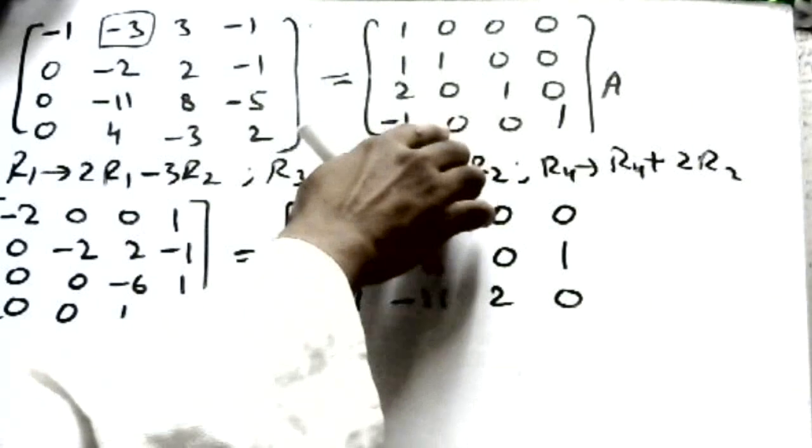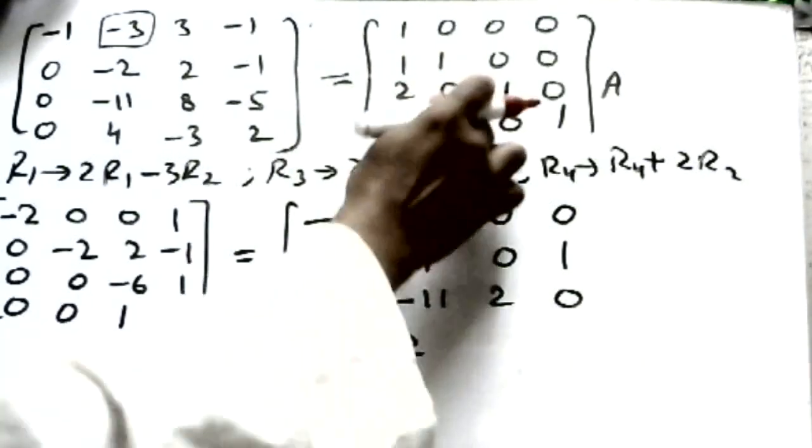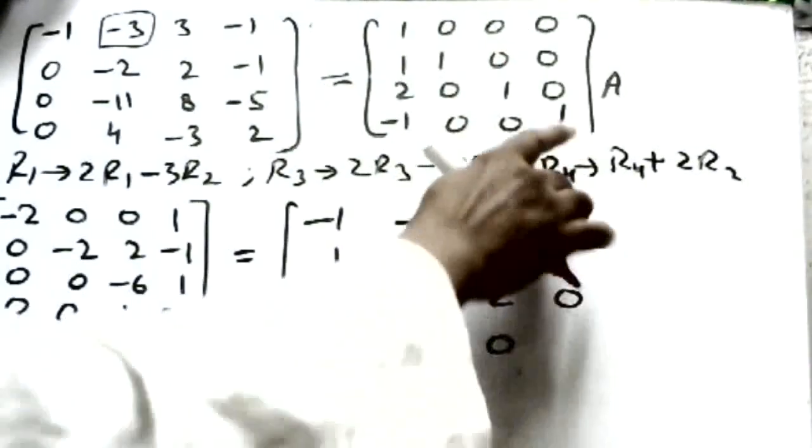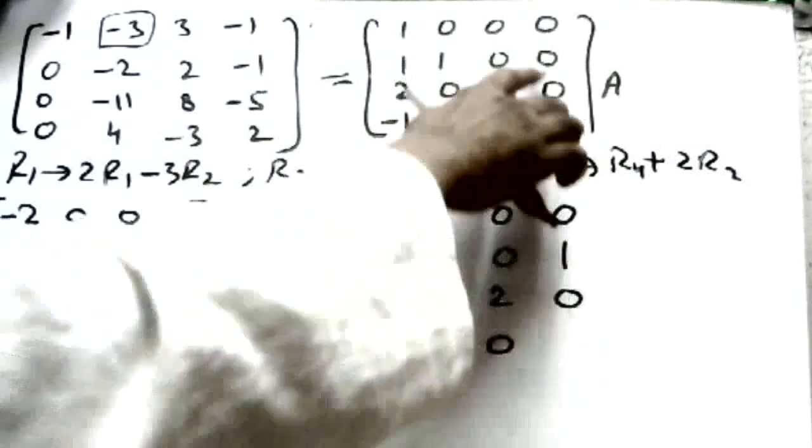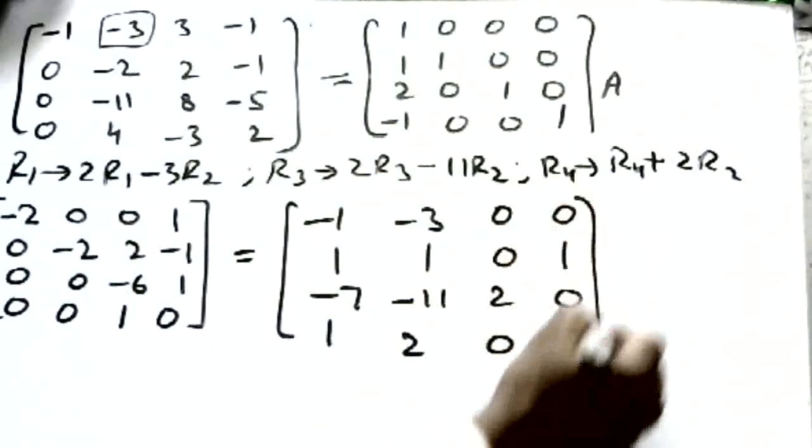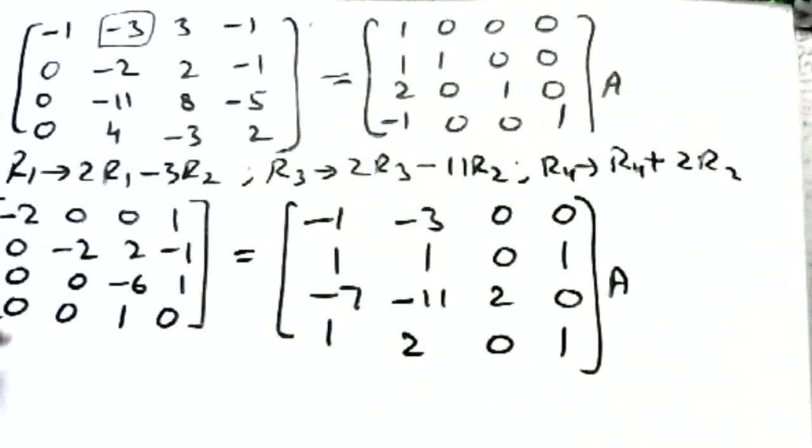R4 plus 2 R2. 2 1s are 2. 2 minus 1 1. R4 plus 2 R2. 2 1s are 2. Both are 0. No effect. R4 is 1. 1 plus 0 is 1 into E. So we finish with the second step.